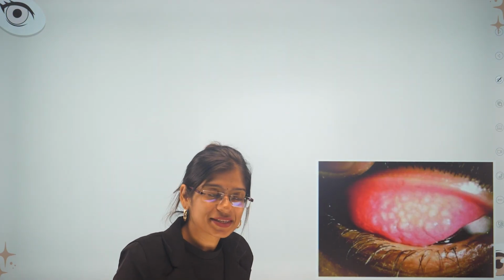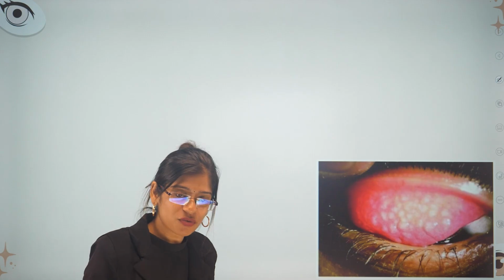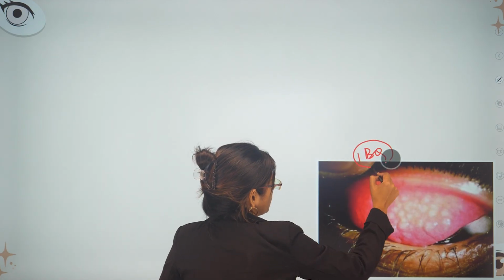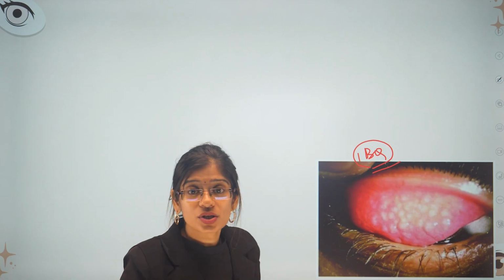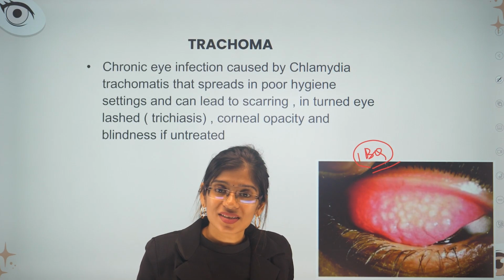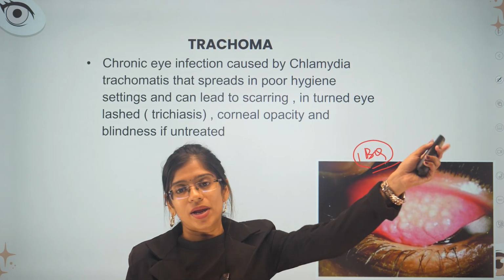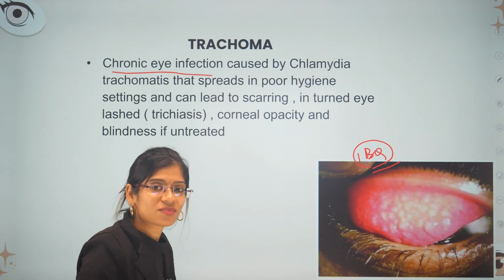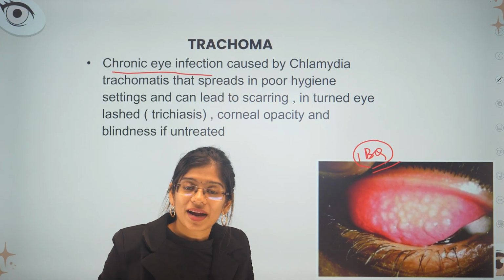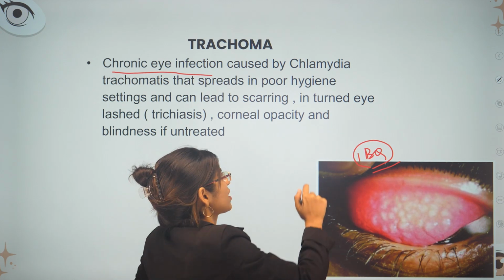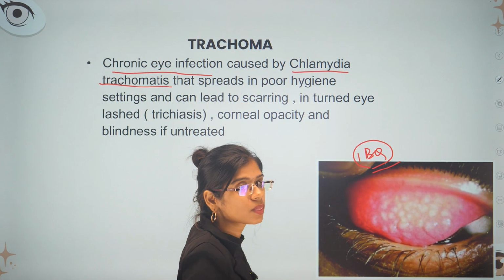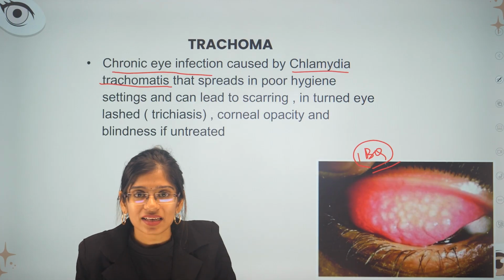What is this condition, guys? This is a very important picture, image-based question, trachoma. This is a picture of trachoma. Now, what is that? Trachoma, first point: it is a chronic eye infection. Second point, why does it occur? Because of which organism, which bacteria? Chlamydia trachomatis. Where is it usually seen?